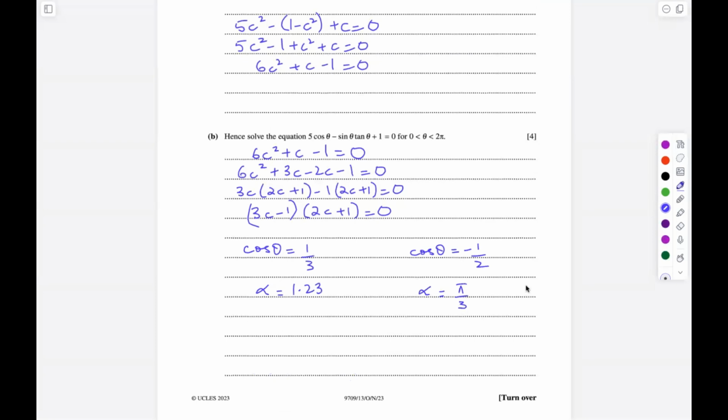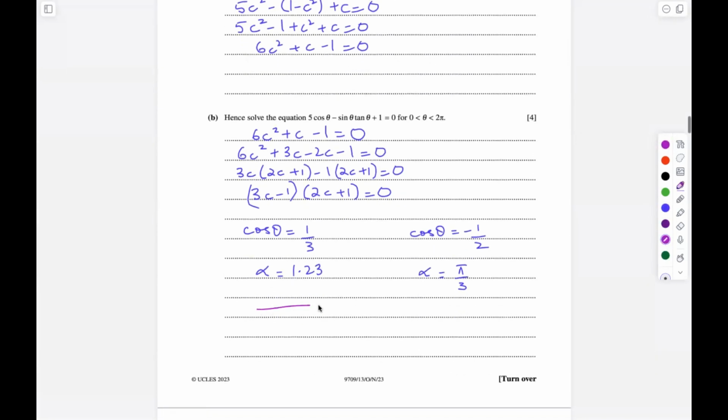Now, once we have these basic angles, to find the values of theta from 0 to 2 pi, in the first case, as cos was positive, we'll take the basic angle in the positive quadrants of cos. So the positive quadrants of cos are the first quadrant, so we'll make 1.23 the basic angle over here, and in the fourth quadrant. So the values of theta which are taken anti-clockwise from the x-axis, the first value of theta will be 1.23. The second value will be 2 pi minus 1.23.